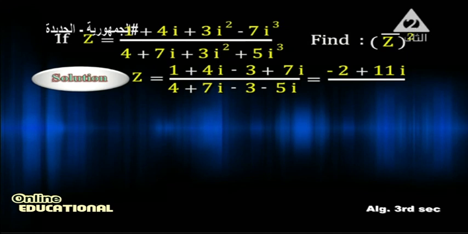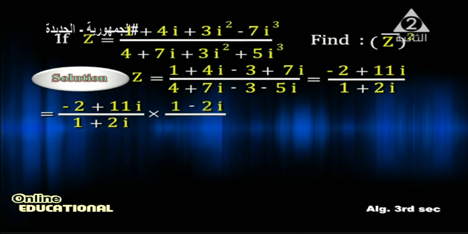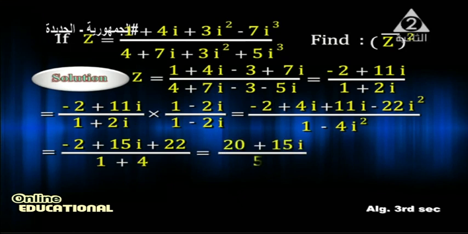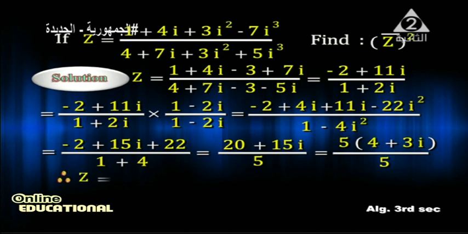we reduce that. Z equals negative 2 plus 11i over 1 plus 2i. By using a calculator, or multiply by the conjugate of the denominator, 1 minus 2i, up and down. Multiply the conjugate up and down, 1 minus 2i over 1 minus 2i. Therefore, Z became 20 plus 15i over 5, taking 5 as a common factor in the numerator.